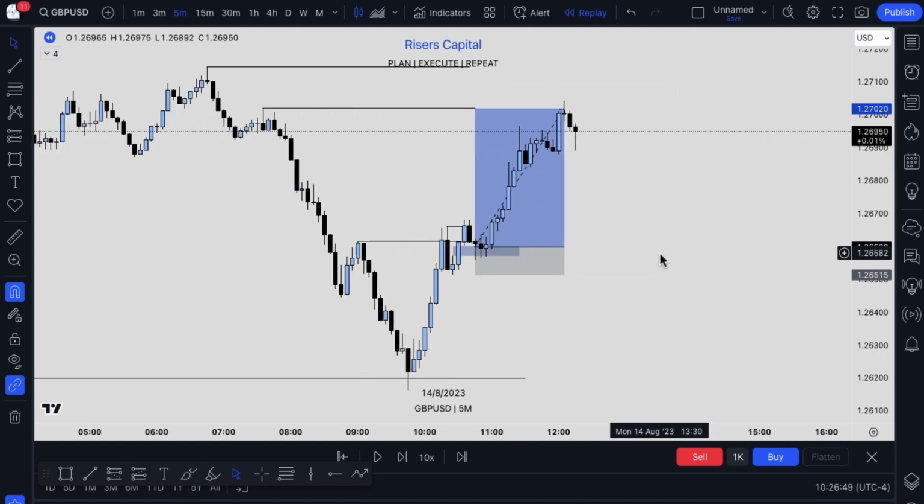Sorry. I hope that was useful. Of course, you need to go into your own charts, back test this yourself, forward test, see if it works. Okay, add some tweaks to it. I'm not saying this is perfect.